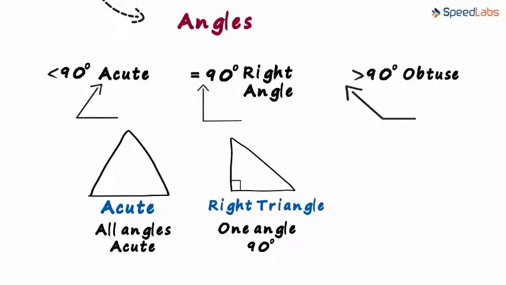On that note, let me ask you a random question. Can we have two right angles in a triangle? Try making one in your notebook and you will get your answer.